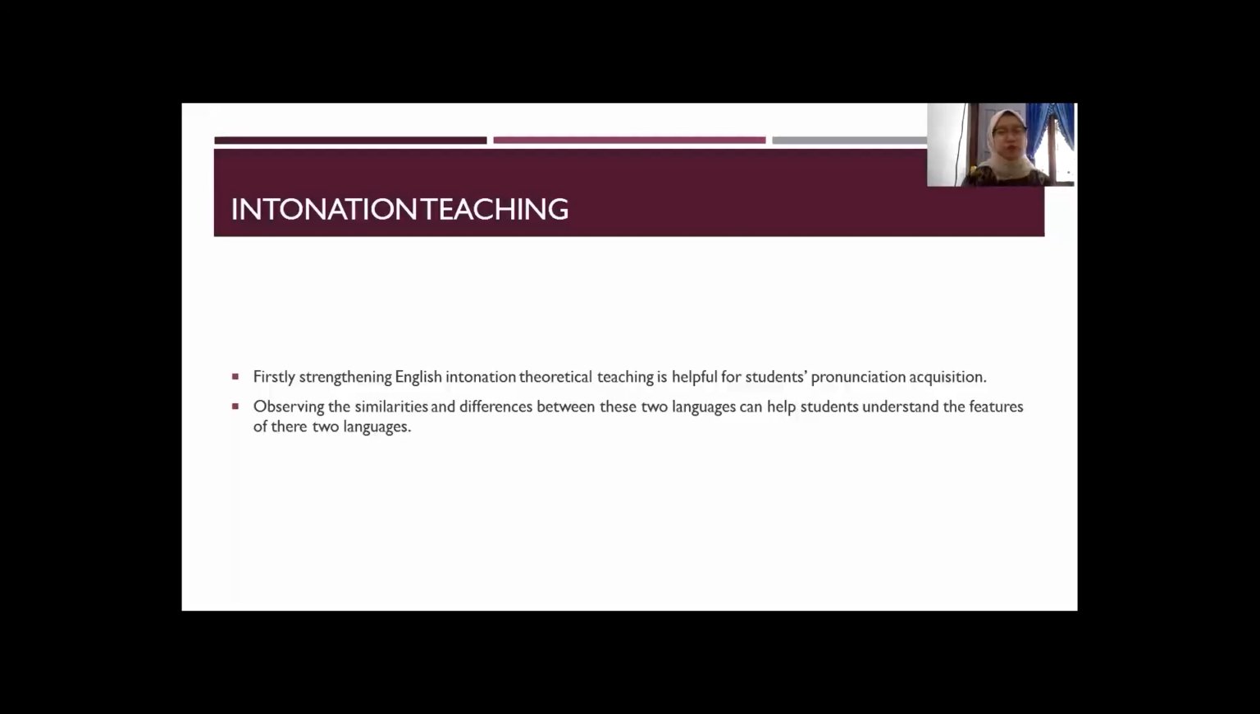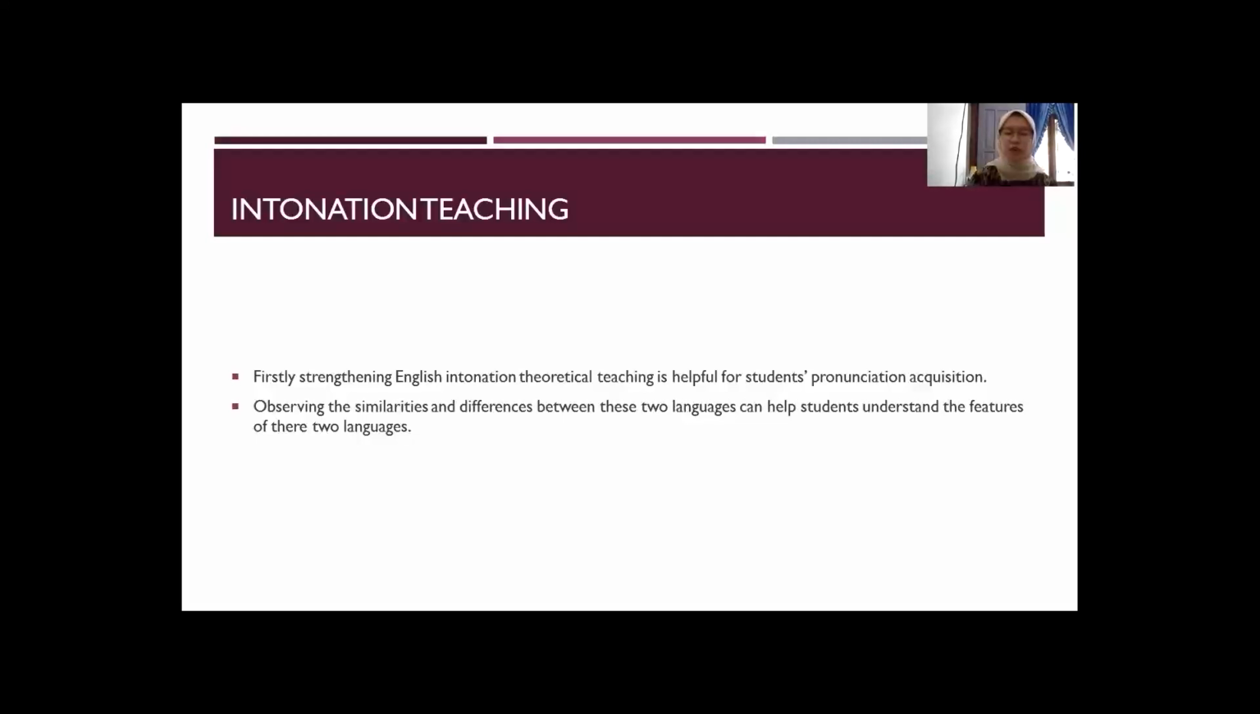Today, I will deliver the material about intonation teaching. Firstly, strengthening English intonation theoretical teaching is helpful for students' pronunciation acquisition. A contrastive analysis between English intonation and foreign tone will help foreign students avoid the negative transfer of their mother tongue. Observing the similarities and differences between these two languages can help students understand the features of the two languages.